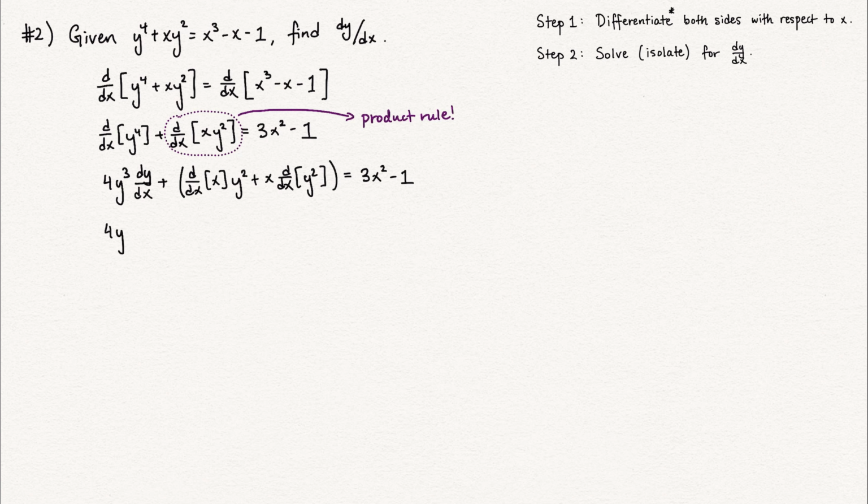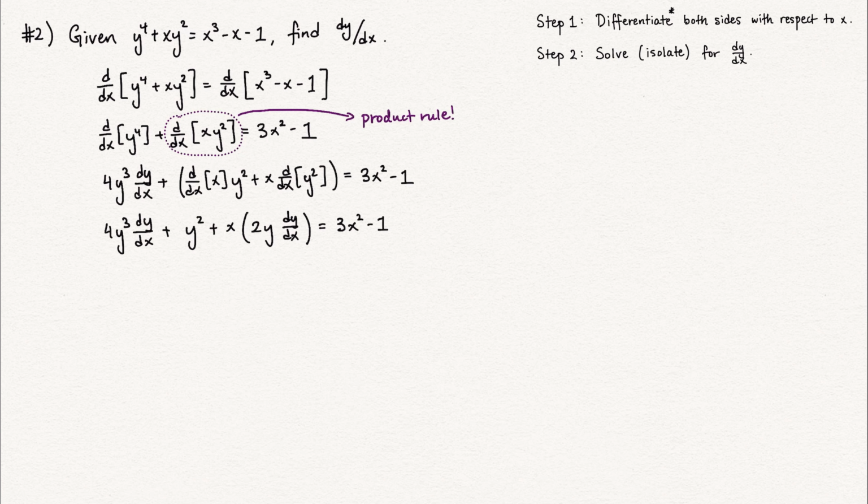Our first term will stay the same. And then this will be plus, I'm going to drop the parentheses, and then the derivative of x is 1, so this leaves behind a y squared. And then plus x times, now the derivative with respect to x of y squared will be first 2y, because we differentiate like normal, and then we multiply by dy by dx. And this will be equal to 3x squared minus 1.